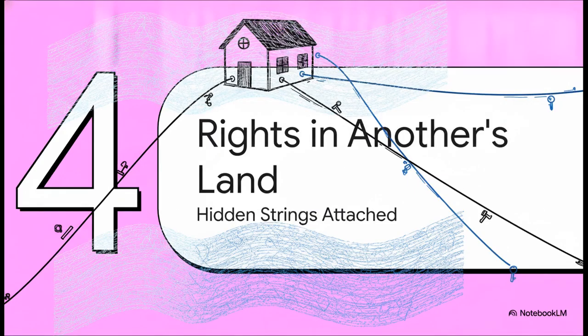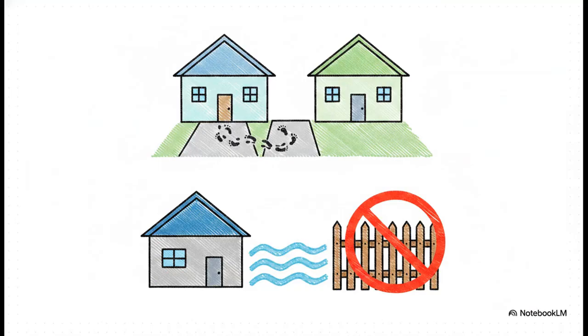Section 4. Rights in Another's Land. Let's uncover those hidden strings attached. So, what if I told you that random third parties could legally hold invisible layers of rights directly over your fee simple property? Crazy, right? Well, think of an easement as a limited form of ownership on someone else's property. We have positive easements, which entitle someone to actively use another person's property, like, say, a neighbor having the legal right to share your driveway.